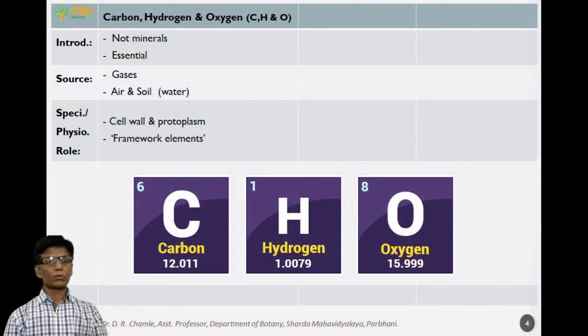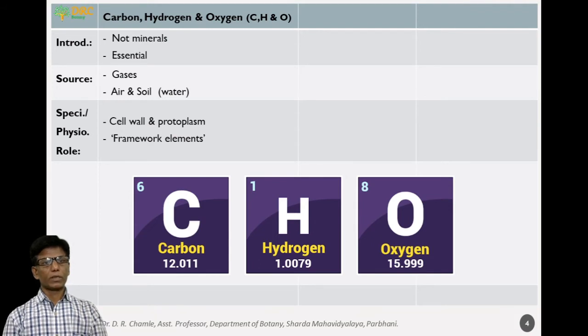Now at first we will see the major elements. There are about 9 major elements, and among these 9 major elements, at first we will see the 3 macro elements, that is carbon, hydrogen and oxygen. These elements are not minerals, but these are essential elements. These elements are obtained or absorbed from the air and soil.